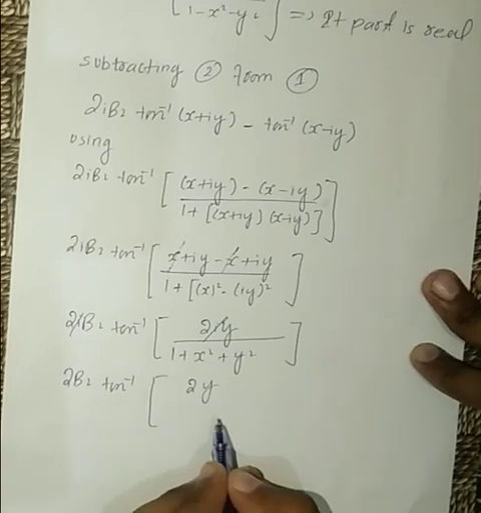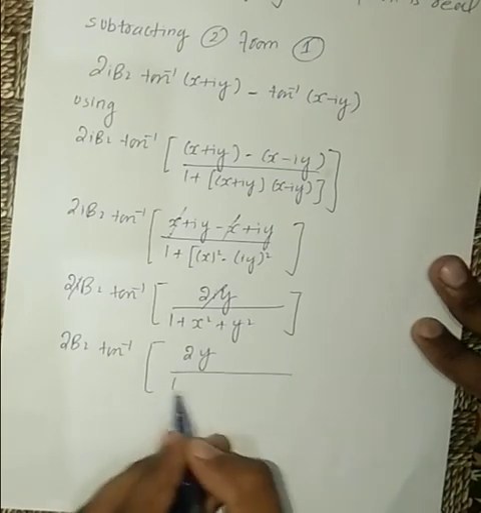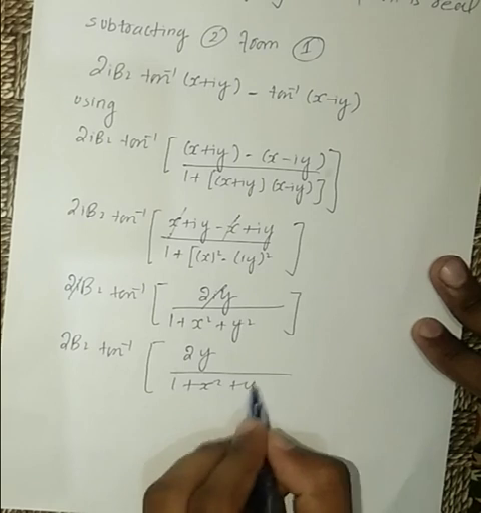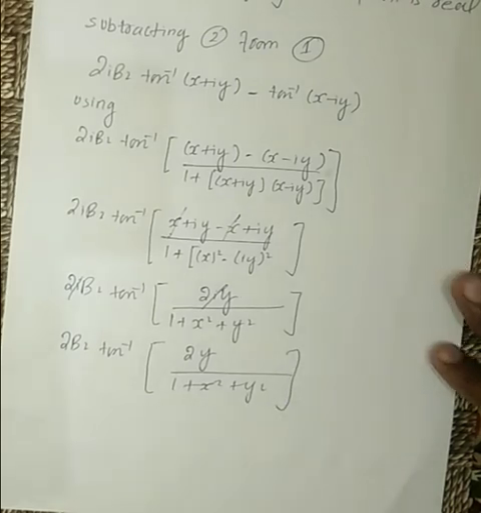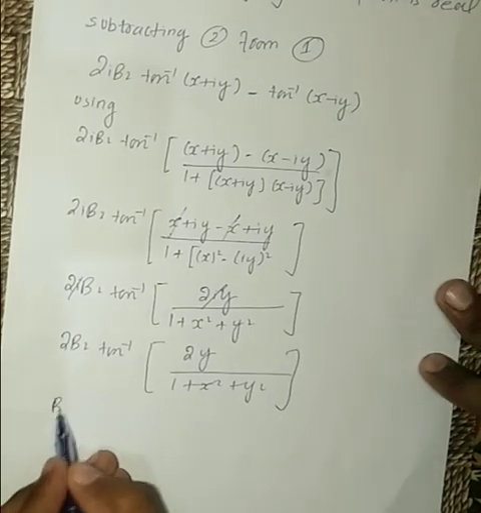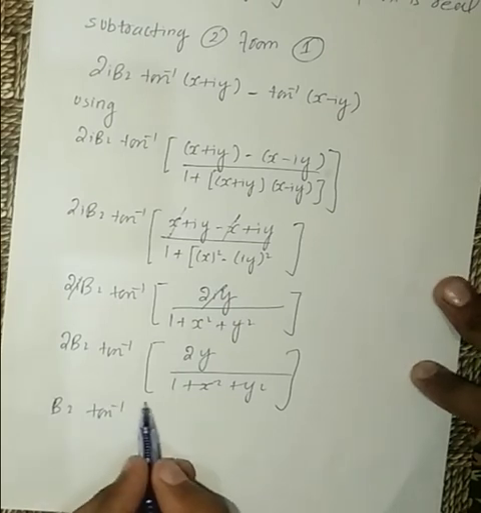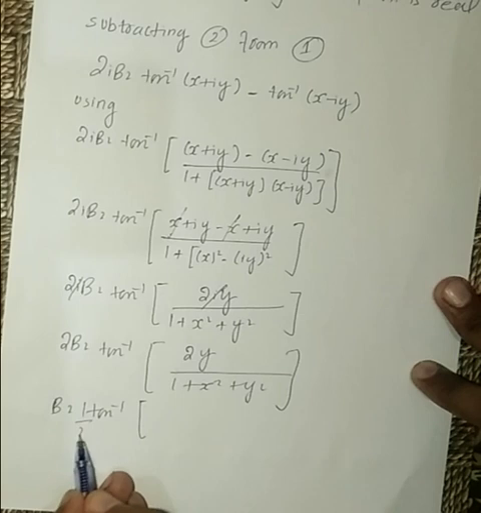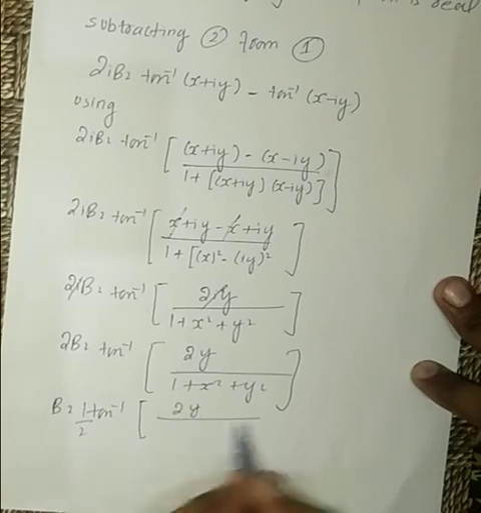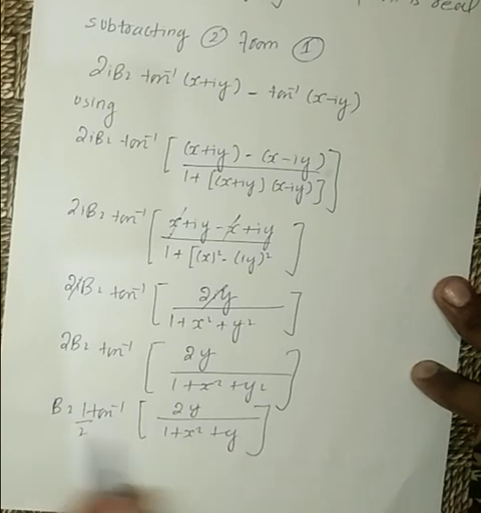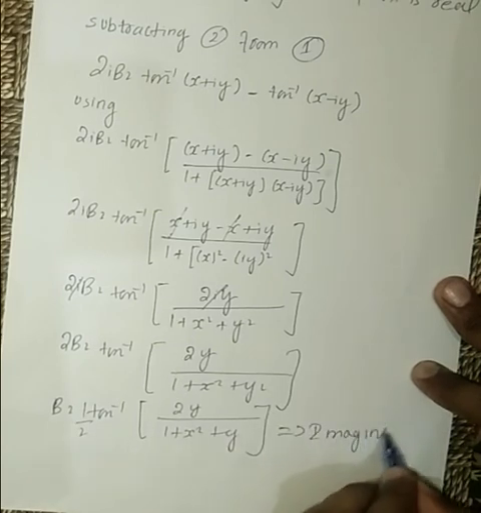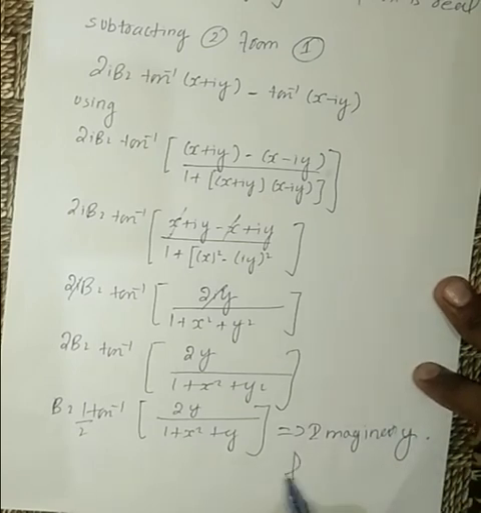2y over 1 plus x square plus y square. So dividing both sides by 2, b equals 1 by 2 tan inverse of 2y over 1 plus x square plus y square. So this part is the imaginary part.